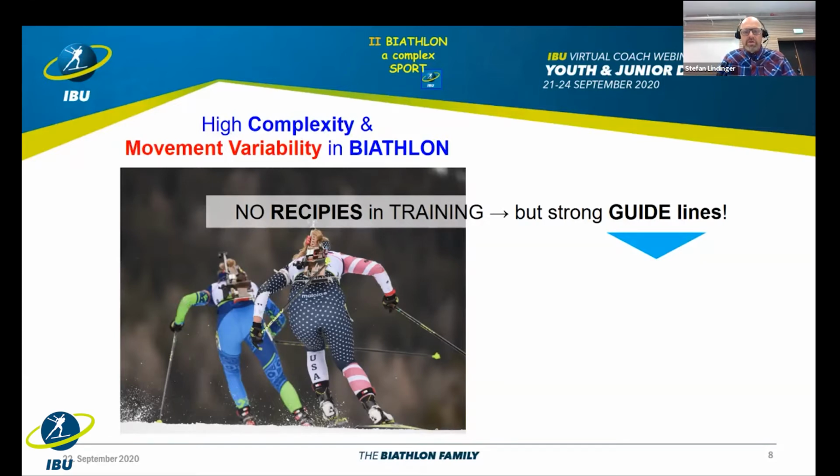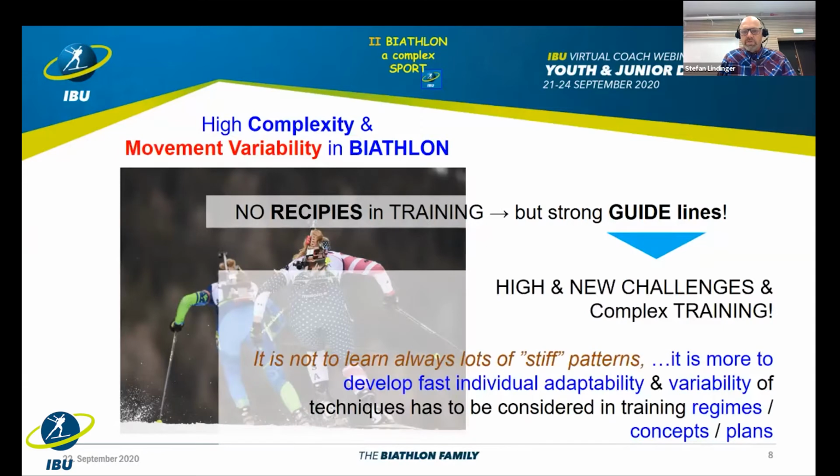So the factor coach, the factor knowledge of the coach, and the factor what the coach is doing with the knowledge and how to apply it, and the experience level, that's still a big issue. Fortunately, it's good because otherwise we would have all brilliant coaches and brilliant athletes. So we have high and very new challenges and complex training situations.